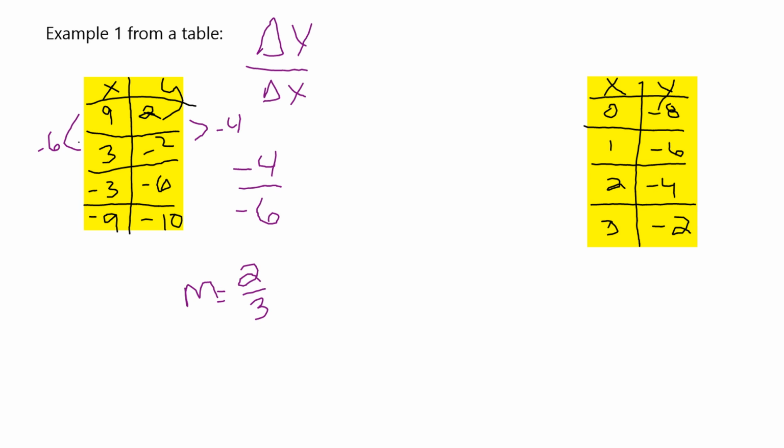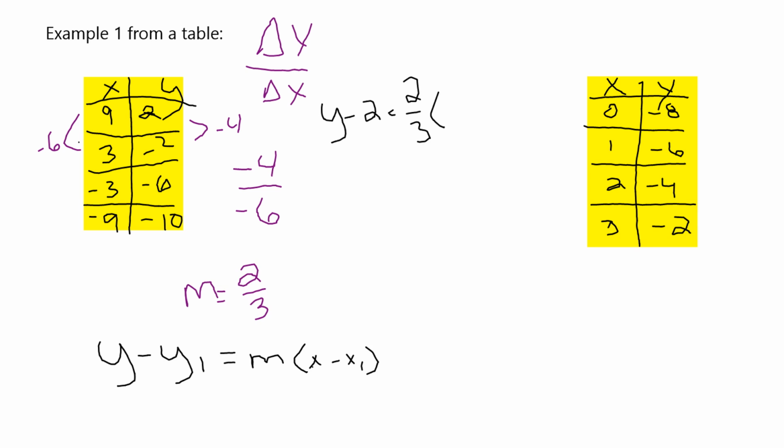Then to find the equation of this first table, we're going to use our point slope formula that you've used before. y minus y1 equals m times x minus x1. And we're going to substitute everything in to determine this. So we keep y as y. My y1 is going to be 2 equals my slope of 2/3 times x minus x1 of 9. Make sure to use the corresponding coordinates. Then we're going to simplify this.